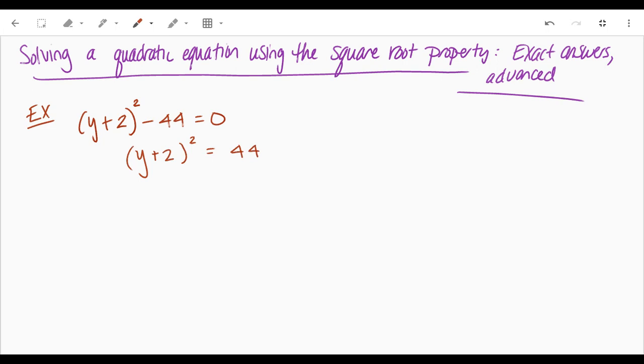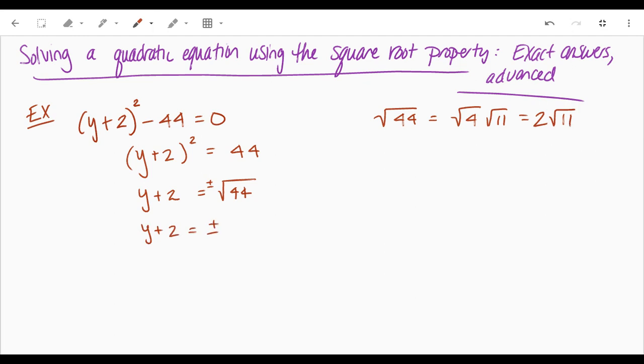Which means y plus 2 could either be the positive square root of 44 or the negative square root of 44. Could be either one. So we're going to simplify that square root of 44. Remember, the biggest perfect square that would go into it is 4, so it's 2 square roots of 11. So y plus 2 would equal positive or negative 2 square roots of 11.